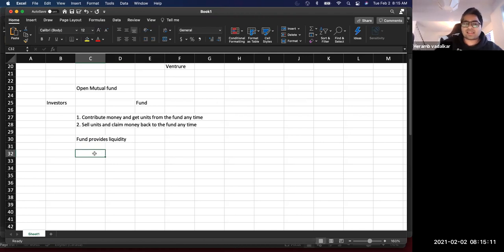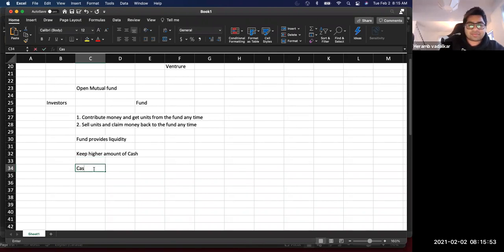But to do this, they have to keep a higher amount of cash. What do I mean by higher amount of cash? Any investor can ask for money from the fund anytime he or she wants. So to accommodate that request, they have to keep a certain amount of cash in their fund. So all of their money is not invested. They have certain liquidity that they have to keep at all times.